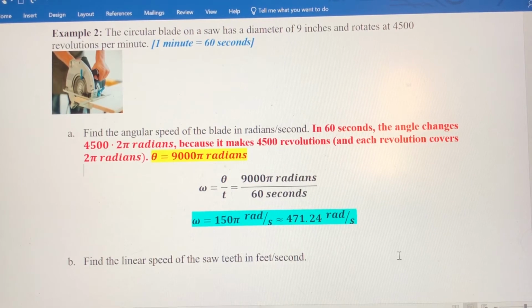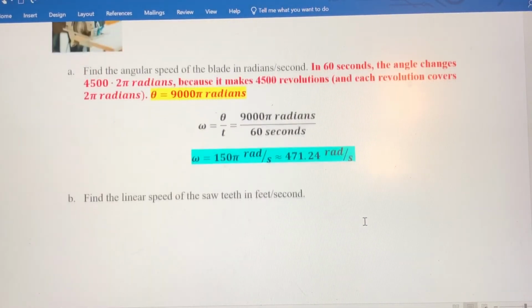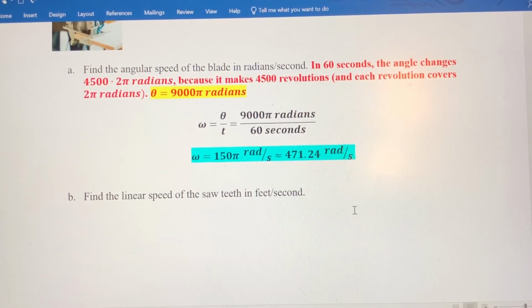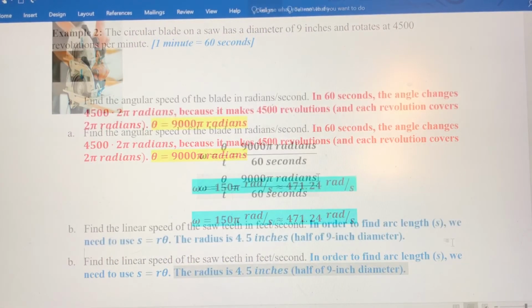Now, the linear speed of the saw. Here we want feet per second, and we were given the diameter in inches. At any point within this problem, you can make the conversion from inches to feet, and you can choose when you want to make that conversion. We need the arc length because it's part of our formula. Arc length is the radius, which is half of my 9-inch diameter, times theta, and theta is the angle, 9,000 pi radians.